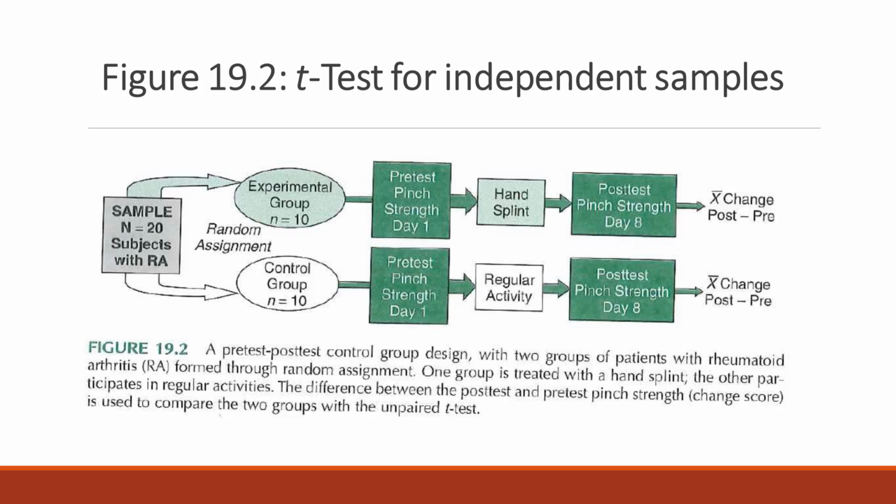Now, let's talk about the t-test. The t-test is a statistical procedure used to compare two means. The independent or unpaired t-test is used when the means of two different independent groups of subjects are compared.